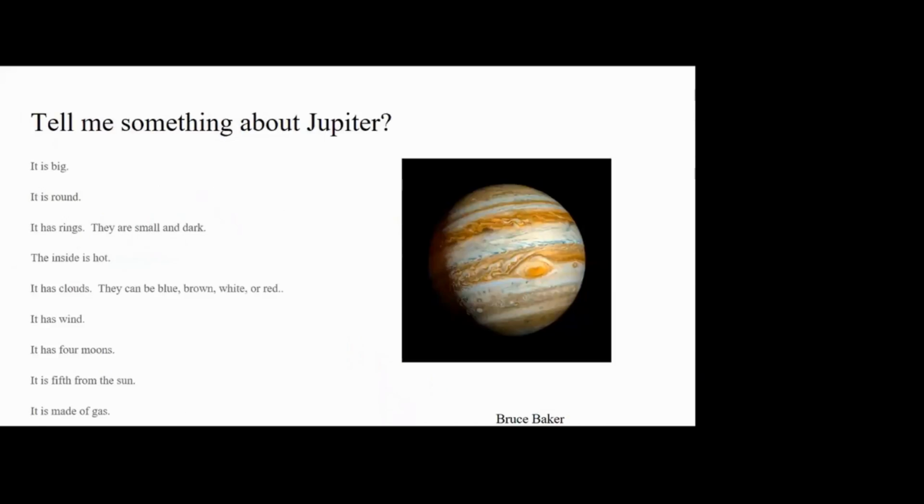So instead, tell me something about Jupiter. It is big. It is round. It has rings. They are small and dark. The inside is hot. It has clouds. They can be blue, brown, white, red. It has wind. It has four moons. It is fifth from the sun. It is made of gas, right? These answers are just full of core.